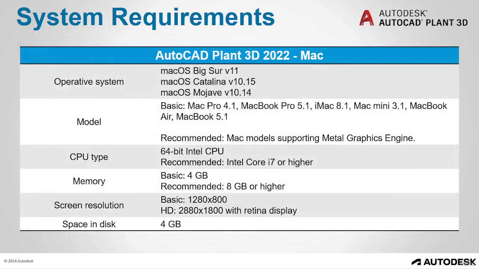If you're going to install the software in a Mac environment, you can have some of these operating systems. Mac OS Big Sur version 11, Mac OS Catalina version 10.15, Mac OS Mojave version 10.14. It's important to know that this is for the 2022 version. If you're going to install a previous one, you have to check the website.